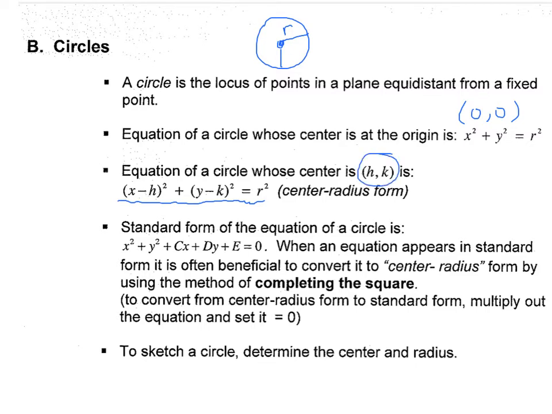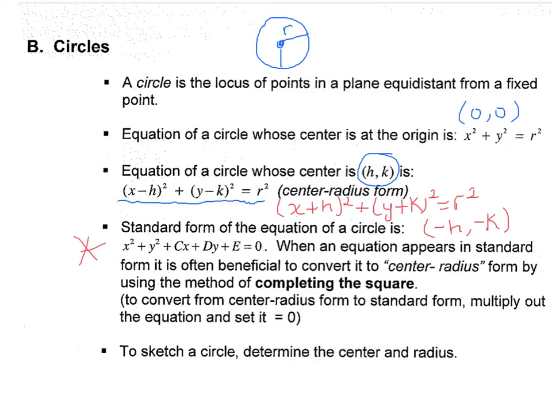If I was to write the equation of a circle as x plus h quantity squared plus y plus k quantity squared equals r squared, in this case, my center would be negative h, negative k, because it's the opposite of what's given in the equation. This next step is a little new for you this year.